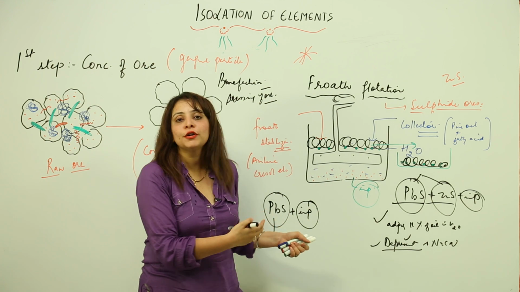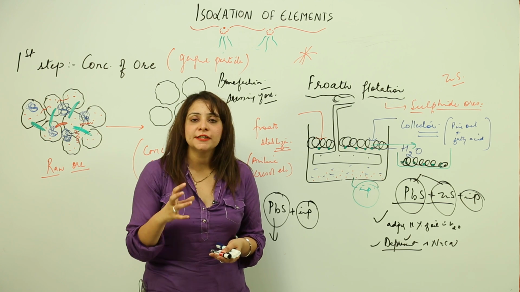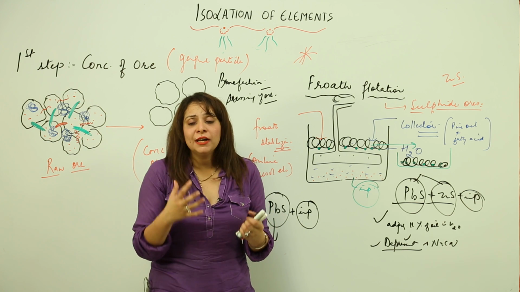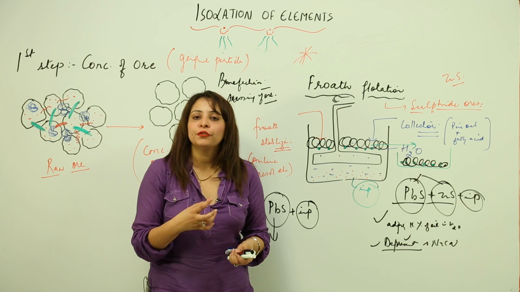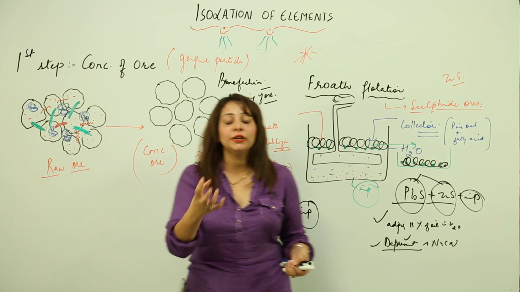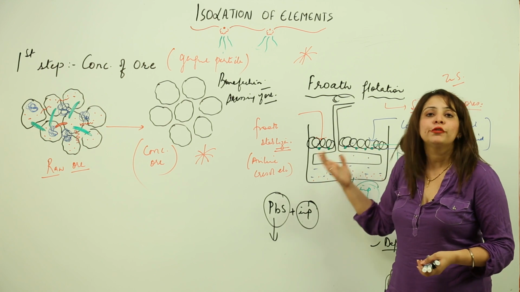So this is our froth flotation. That means froth flotation is particularly used for sulfide ores, because those ores have the property to cling to the froth, and we want the ore to cling to the froth. The basic principle behind it is the same: it should cling to the froth and we can separate it from the impurities. So this is the froth flotation.